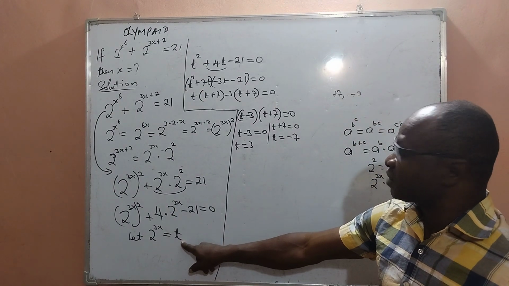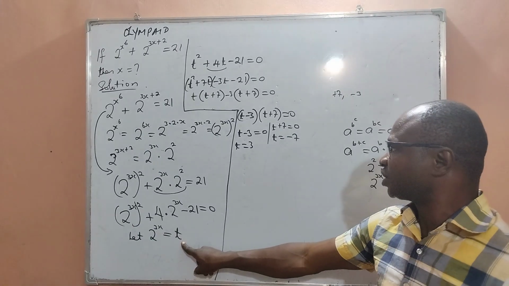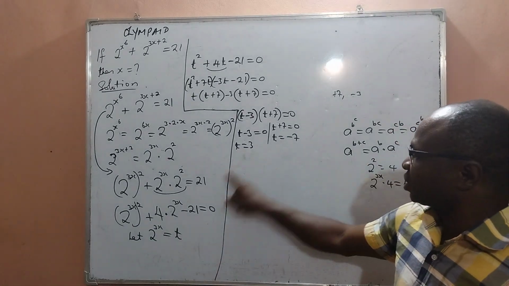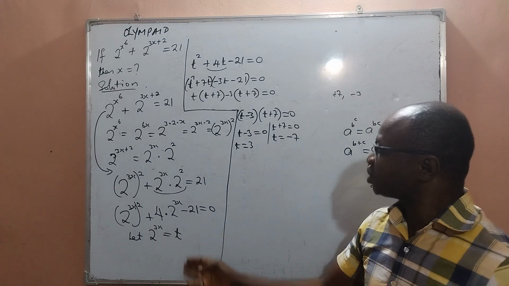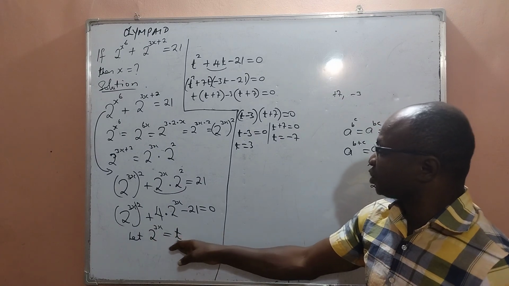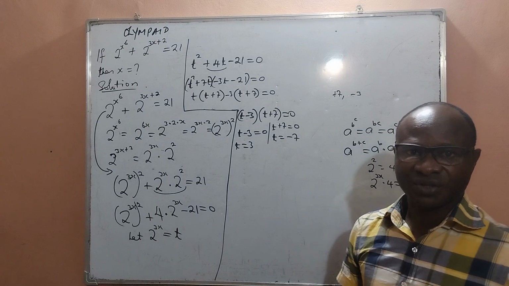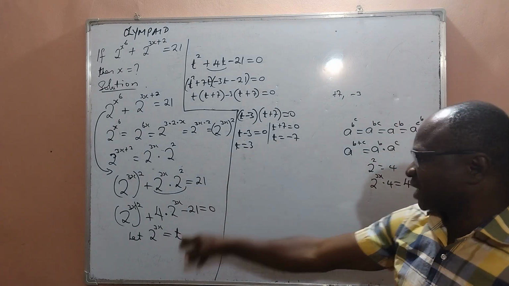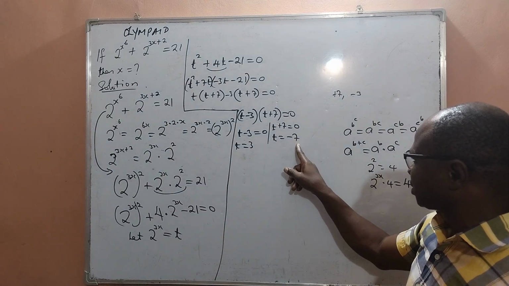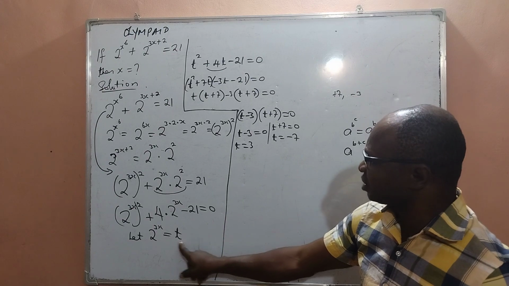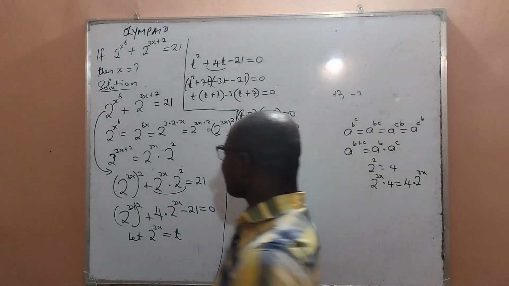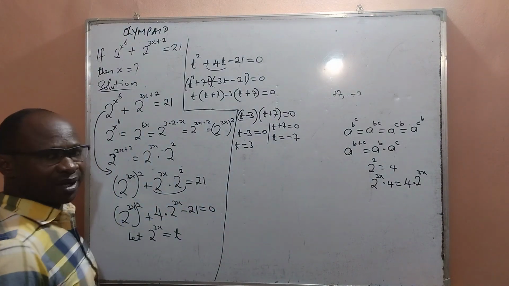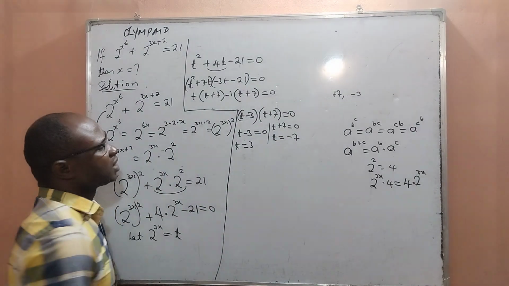I have gotten the value of t, so I'm going to replace that value of t. Here, t is 3, so I'll write 3 here equal to 2 to the power of 3x, because I assigned to t 2 to the power of 3x. In the second case, minus 7, which is t now, is equal to 2 to the power of 3x. So let's look at the second case, because I know it cannot work.